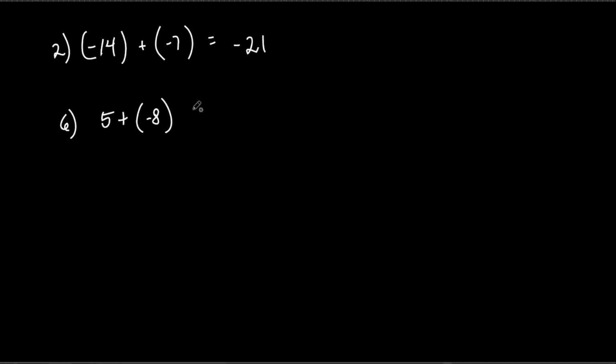So again, what are the signs? This is positive and this is negative. So what's the rule say when you have different signs? Subtract the two numbers and keep the sign of the bigger number. So if I subtract these from each other, 8 minus 5. What's 8 minus 5? It's 3. Now I got to figure out what my sign's going to be. Where do I look? I look to the bigger number, which is 8. What's that sign? It's negative, so that's going to be negative. You good with that? All right.